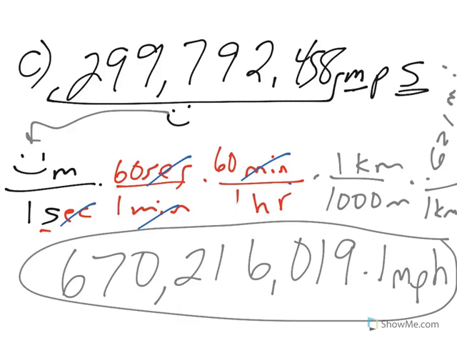So now that you've done that big honking conversion, now you can compare your answers for B and C, and the answer for C is about 3 times as much as the answer, actually it's a little over 3 times as much as the answer in part B.